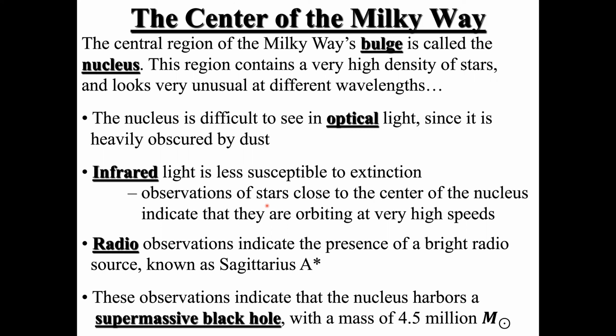Now, these observations indicate that the nucleus of our galaxy harbors a supermassive black hole with a mass of 4.5 million solar masses. Right? That is what we have at the center of the galaxy. And in almost all galaxies, we now know that there is a supermassive black hole at the center.